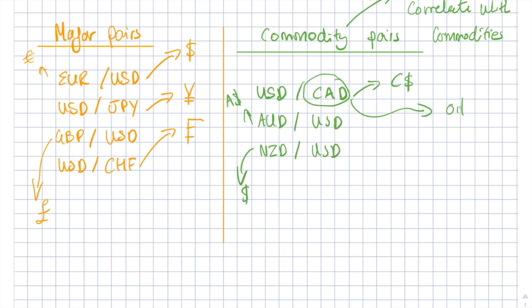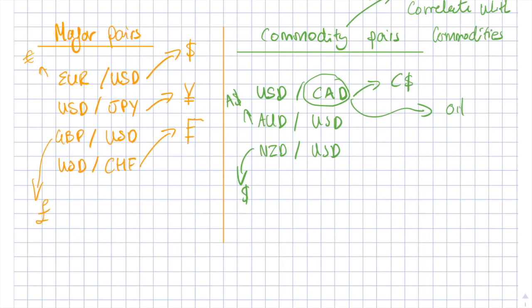Now Canada has the third largest petroleum reserves on the planet, and they are the fourth largest exporter of petroleum and natural gas. So evidently their commodities correlate with the Canadian dollar. So their oil industry affects the Canadian dollar quite a lot.